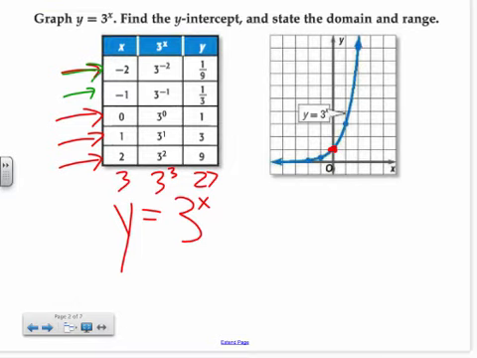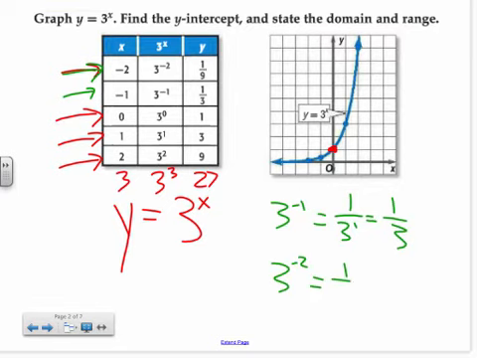Because if I look, 3 to the negative first power, if we remember the rule, is really 1 over 3 to the first, so 1/3. 3 to the negative 2 power is 1 over 3 to the positive second power, which is 1 over 9. So it's decreasing. It's getting closer to 0. It's never going to get to 0, and it's never going to go negative.